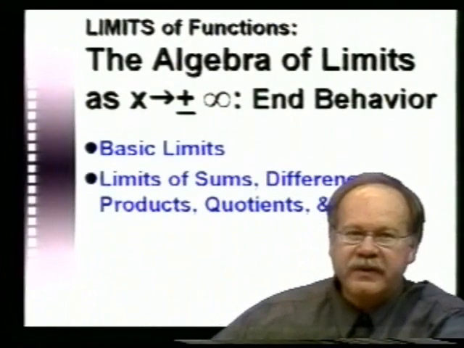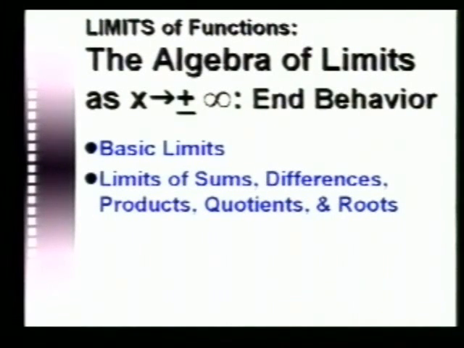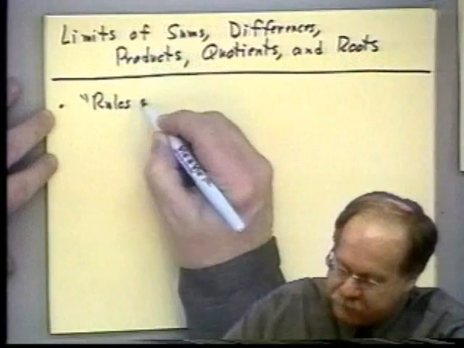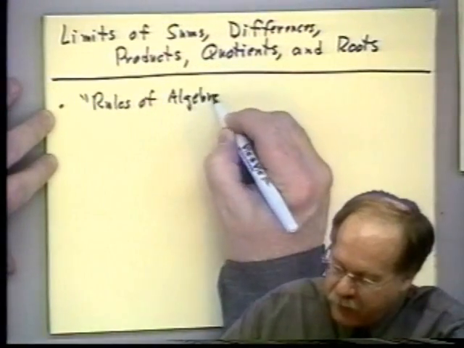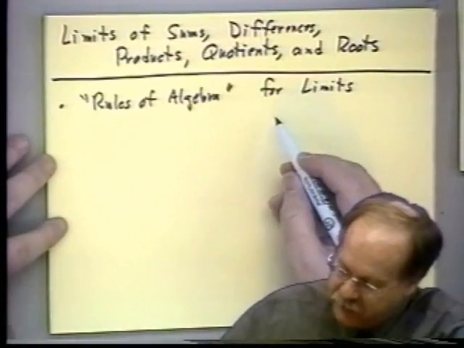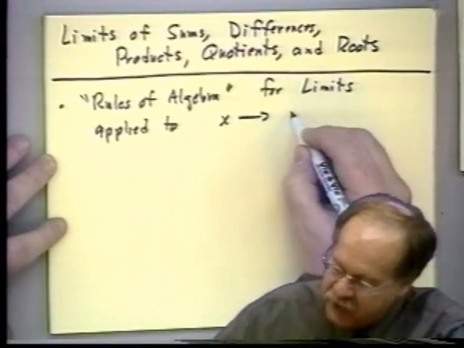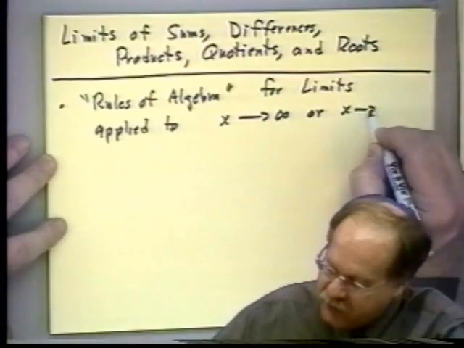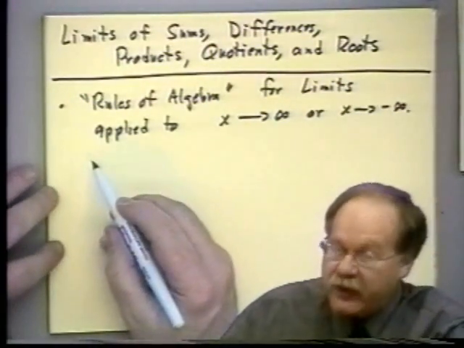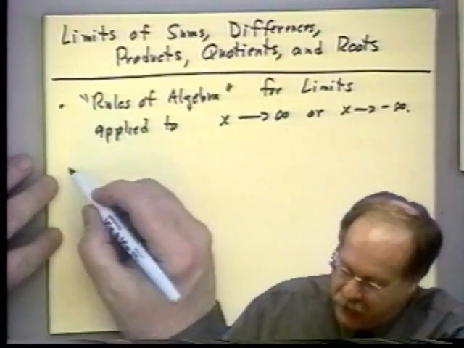Now we're going ahead and look at limits of sums, differences, products, quotients, and roots. We did this when x was approaching a real number, and now we're going to do the same thing for x approaching one of the two infinities. So what we're doing here is we're taking the rules of algebra for limits that we looked at previously and now applying them to the case where x is approaching either infinity or x is approaching minus infinity. So these are going to look very much alike, except in a couple of cases they're almost identical.